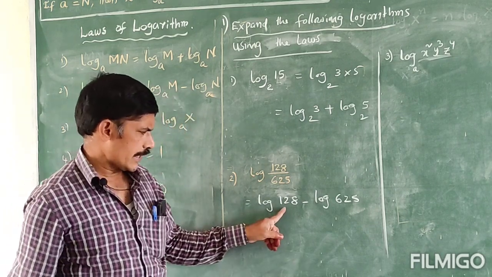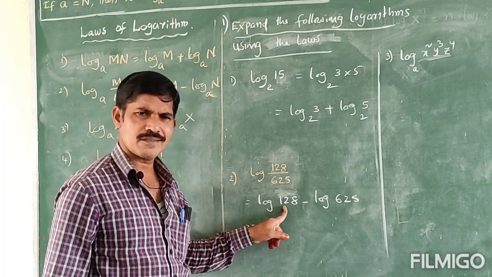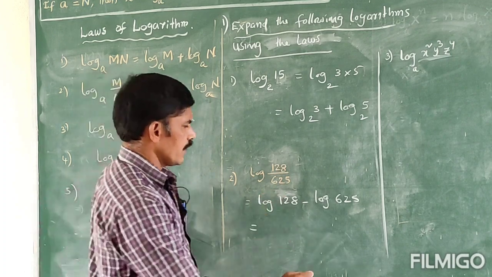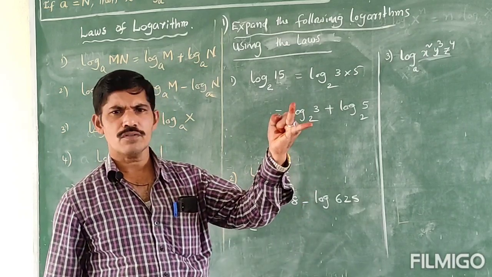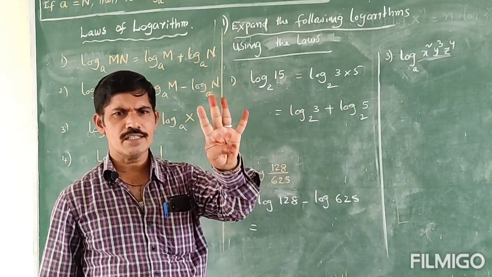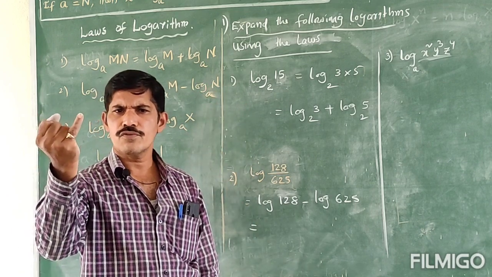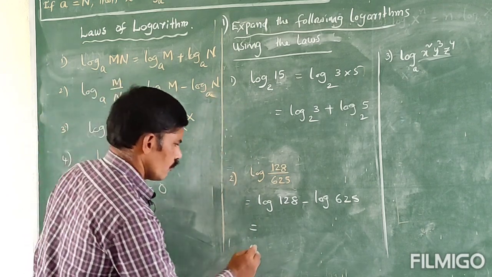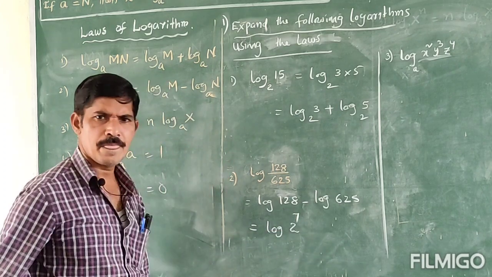128 again, you can write 128. If you write it as a prime product, 128 can be written as 2 to the power of 7. How? 2 2s are 4, 4 2s are 8, 8 2s are 16, 16 2s are 32, 32 2s are 64, 64 2s are 128. That means we can write 128 as 2 to the power of 7.